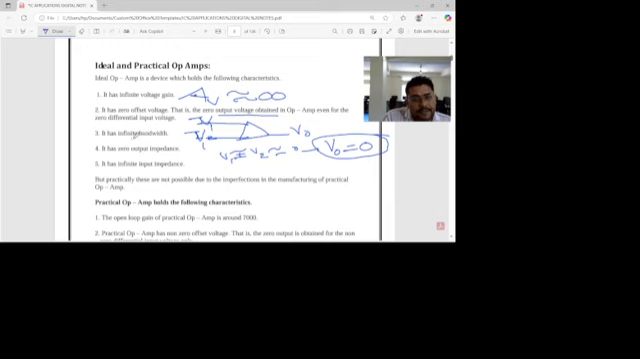Second, we will discuss the bandwidth. It has infinite bandwidth. Bandwidth must be infinite ideally, not practically. It also has zero output impedance. The output resistance of the op-amp must be equal to 0, which is not possible practically, but ideally it should be 0.